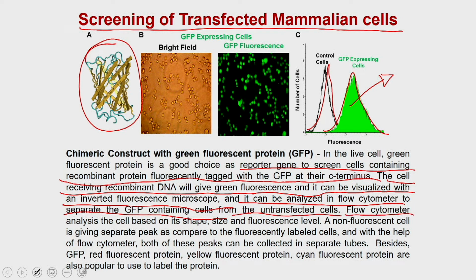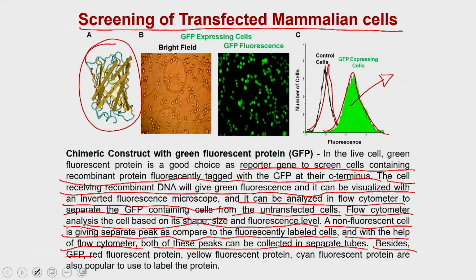So, the flow cytometer analyzes the cell based on shape, size and the fluorescence level. A non-fluorescent cell gives a separate peak as compared to the fluorescently labeled cells, and with the help of a flow cytometer, both of these peaks can be collected in separate tubes.